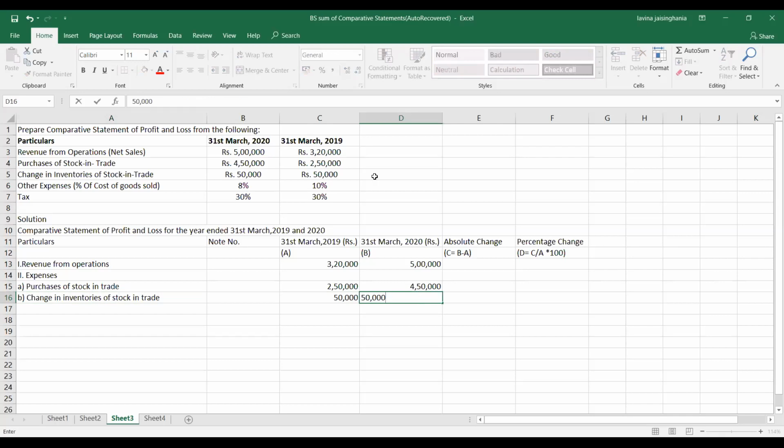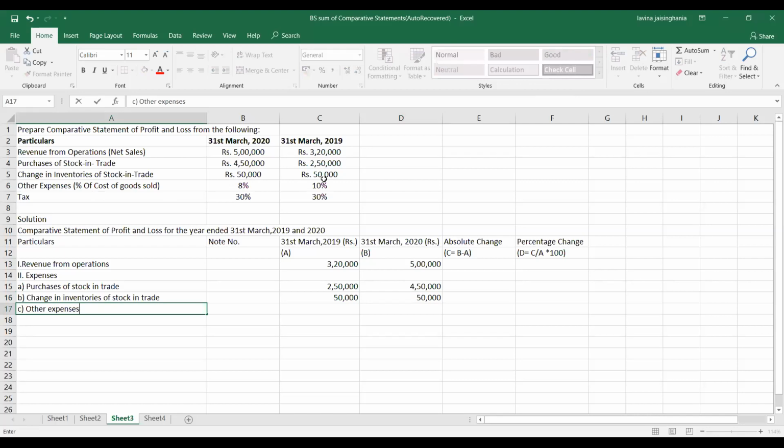Then, after that you are supposed to write another expense, that is other expenses. Now write down other expenses here. Now see, in other expenses, you are not given the amount directly. What we are given here is a percentage of cost of goods sold. That means for 2020, 8 percent of cost of goods sold, and for 2019, sorry, 10 percent of cost of goods sold. Now, first of all, what will we require?